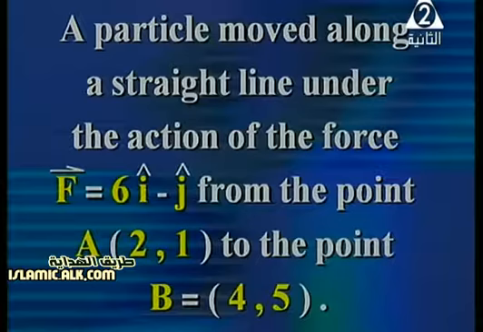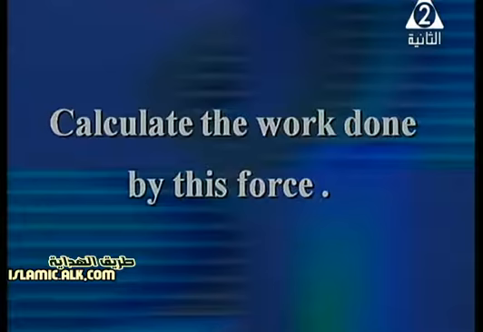Example: dear student, now we are going to translate two important examples. A particle moved along a straight line under the action of the force F vector equals 6i vector minus j vector from the point A, its coordinate (2, 1), to the point B, its coordinate (4, 5). What is required? Calculate the work done by this force.